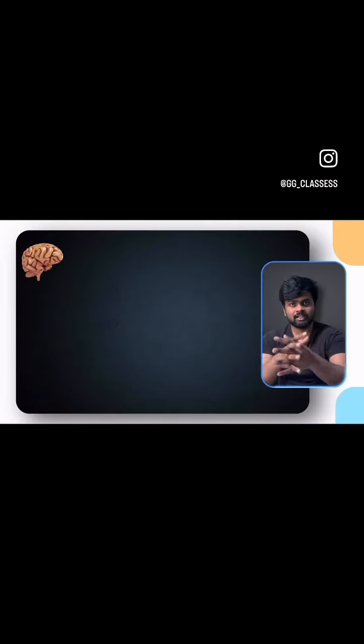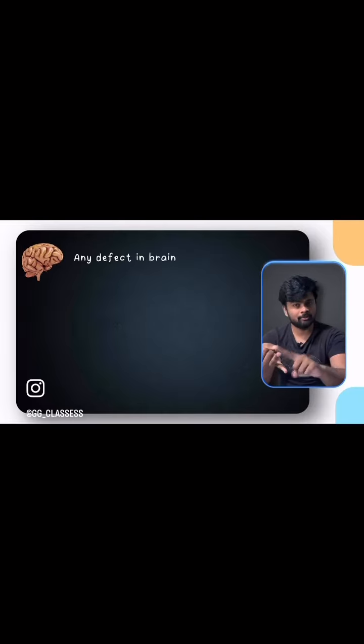First, generator. Generator is our brain. Whatever the defect happens to our brain, for example, it may be an accident or it may be drug related, anything which causes the brain to not function. In that situation, the respiration also won't happen, the ventilation won't happen, and it causes type 2 respiratory failure.